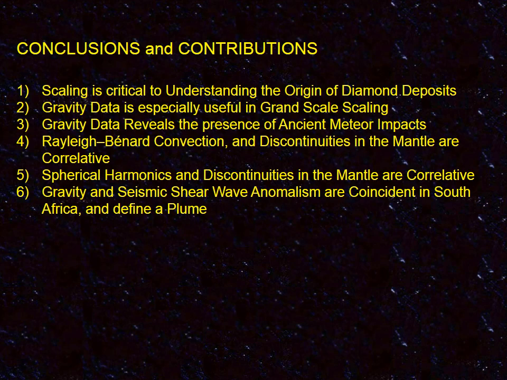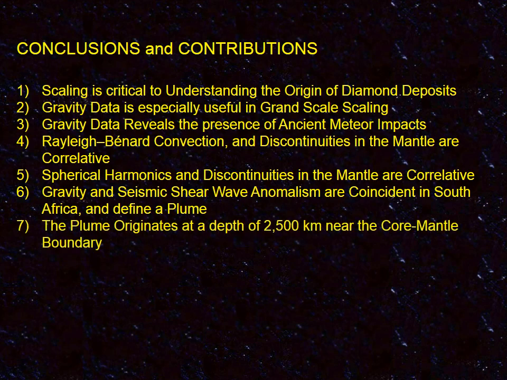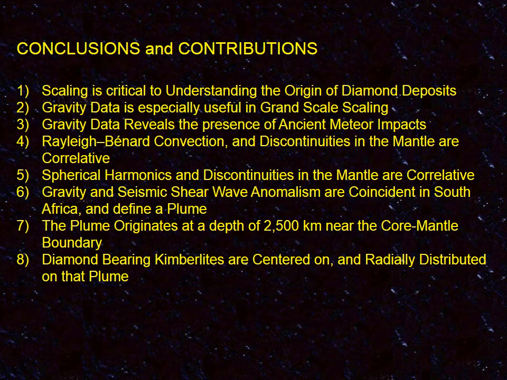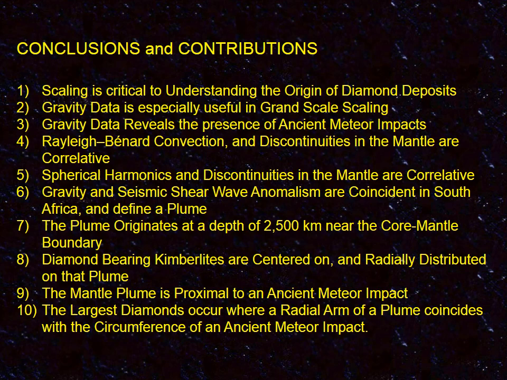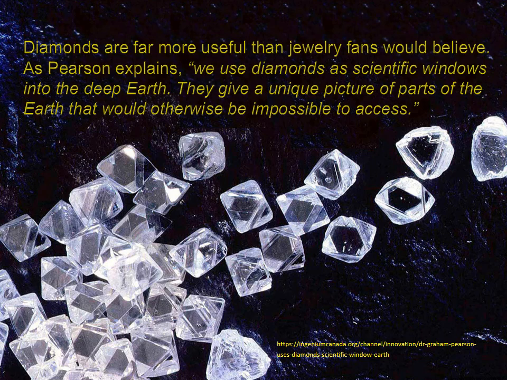Gravity and seismic shear wave anomalies are coincident in South Africa and define a plume. The plume originates at a depth of 2,500 kilometers near the core mantle boundary. Diamond-bearing kimberlites are centered on and radially distributed on that plume. The mantle plume is proximal to an ancient meteor impact. And finally, the largest diamonds occur where a radial arm of a plume coincides with the circumference of an ancient meteor impact. So diamonds are far more useful than jewelry fans would lead us to believe.